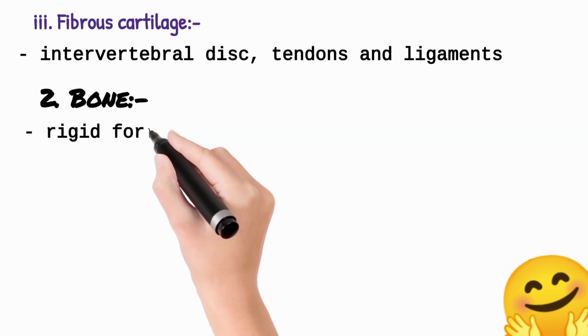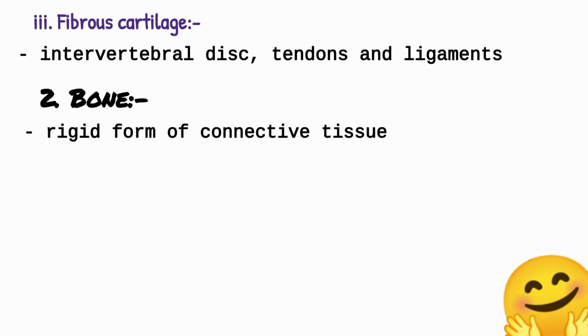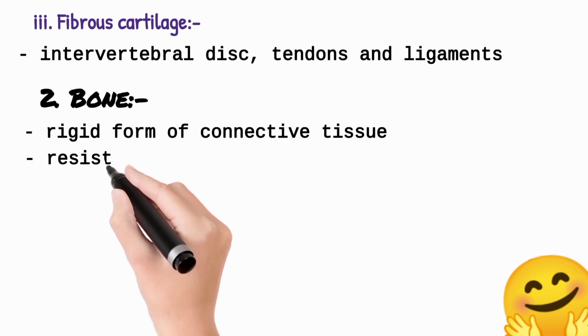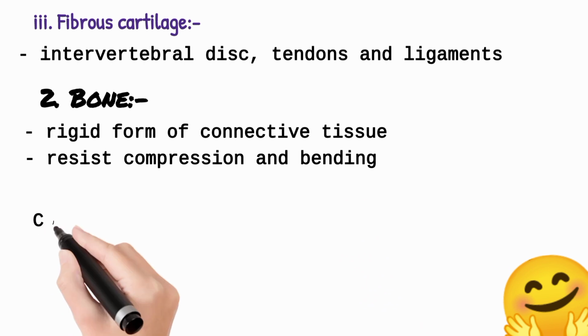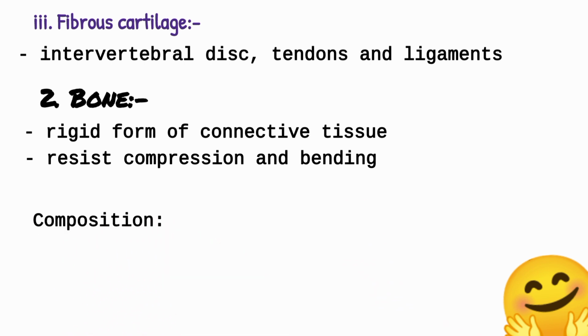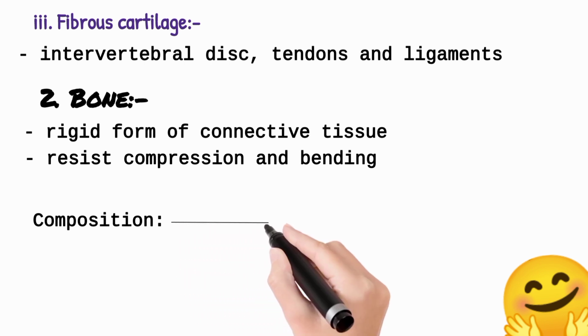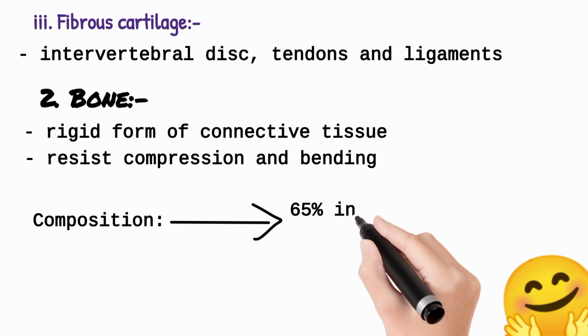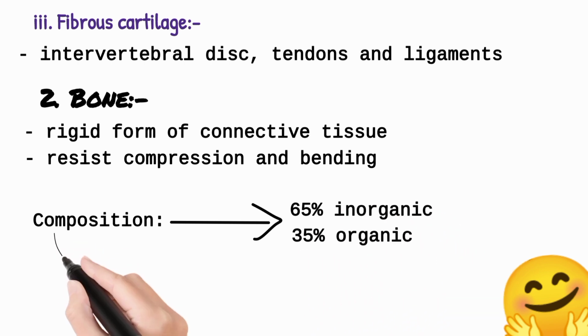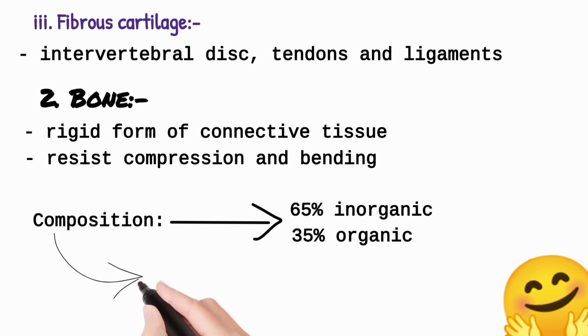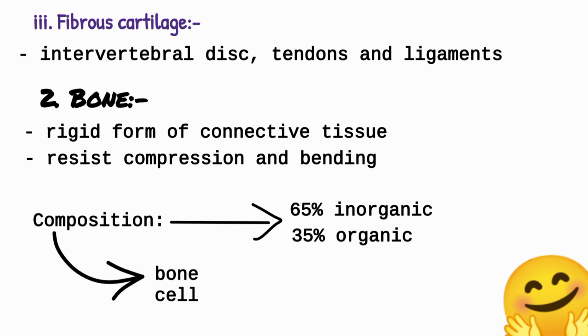Bone. Bone is the rigid form of connective tissue. It resists compression and bending. Chemical composition of bone. Bone is made up of 65% inorganic substance and 35% organic substance. And it is also made up of cells called bone cells.